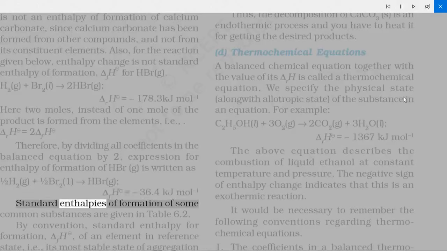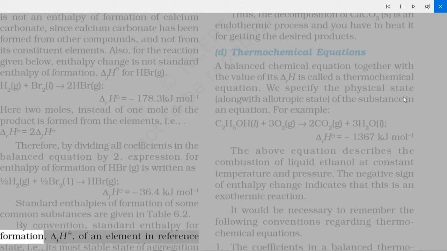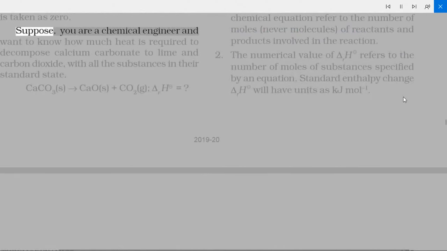Standard enthalpies of formation of some common substances are given in Table 6.2. By convention, the standard enthalpy of formation, ΔfH°, of an element in its reference state, i.e., its most stable state of aggregation, is taken as 0. Suppose you are a chemical engineer and want to know how much heat is required to decompose calcium carbonate to lime and carbon dioxide, with all the substances in their standard state.